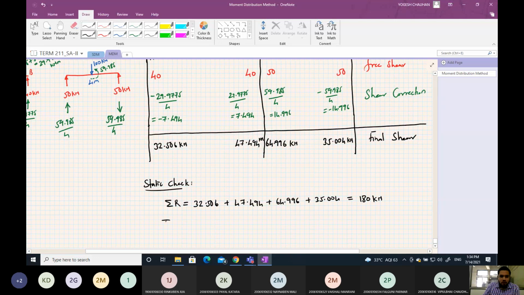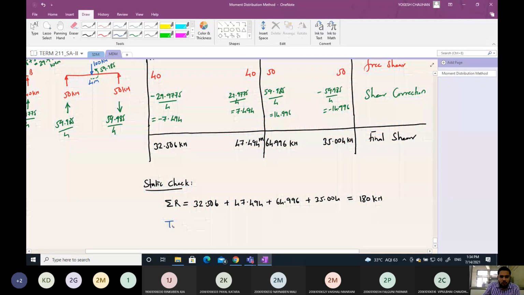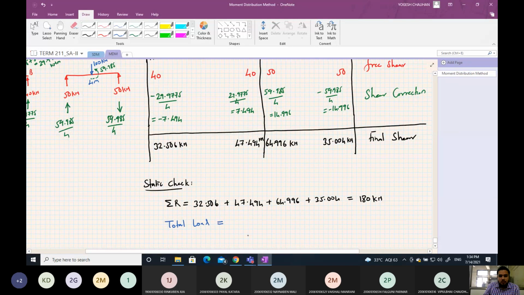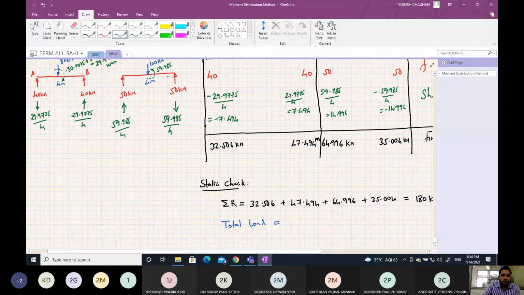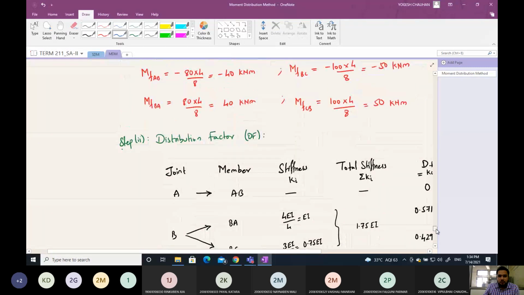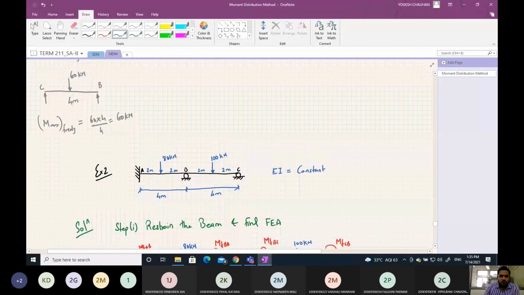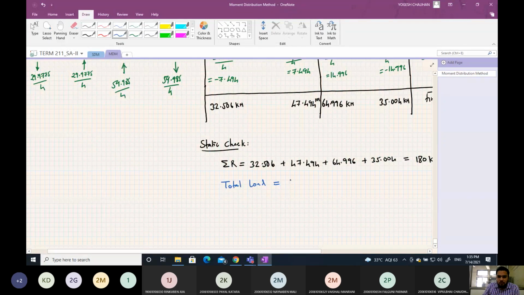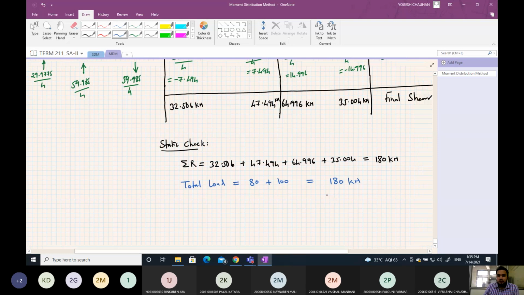kilonewton. And the total load on the beam is 80 plus 100, that is 180 kilonewton. So this implies the static check is okay, because the total load is equal to the reaction, so there is no discrepancy in your shear values, and therefore it is okay.